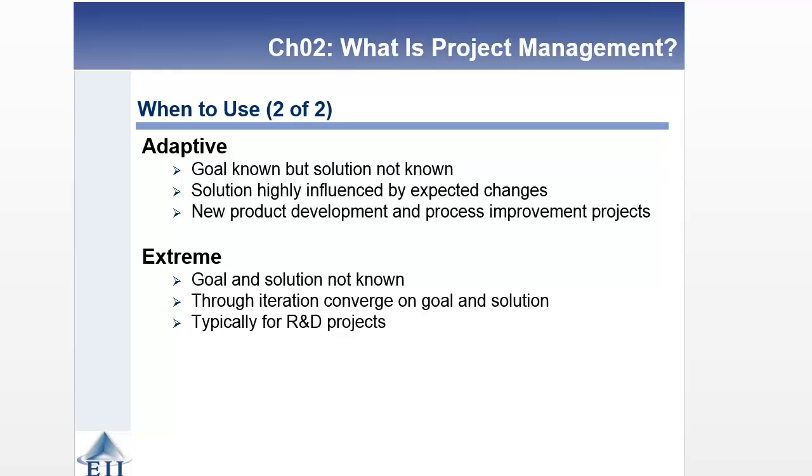You're going to have more changes and goals known but solutions not known. But you're further up, you're higher. If you can picture in your mind that four-quadrant project management landscape, you're higher up and further to the right when you start getting into the adaptive projects. And then finally, when you get to extreme, you're talking about projects where the goal or solution is not known. You're going to use iteration to work through multiple phases to hopefully converge on a goal and solution, and if not, provide early indications that you're not going in the right direction and you need to abandon this project. This is typically used for research and development types of projects.